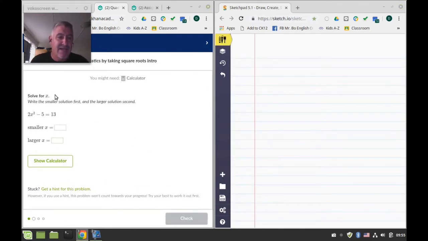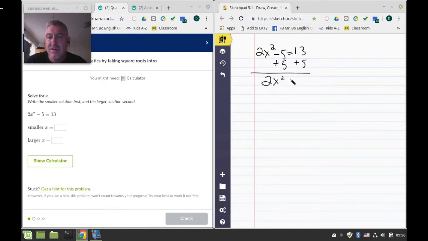Our next question asks solve for x. So this is not a function, it's an equation not in function notation. So we're just going to have a one variable equation here. 2x squared minus 5 equals 13. Our first step is add 5 on both sides. That means 2x squared is equal to 18. Our next step is divide by 2. That means x squared is equal to 9.